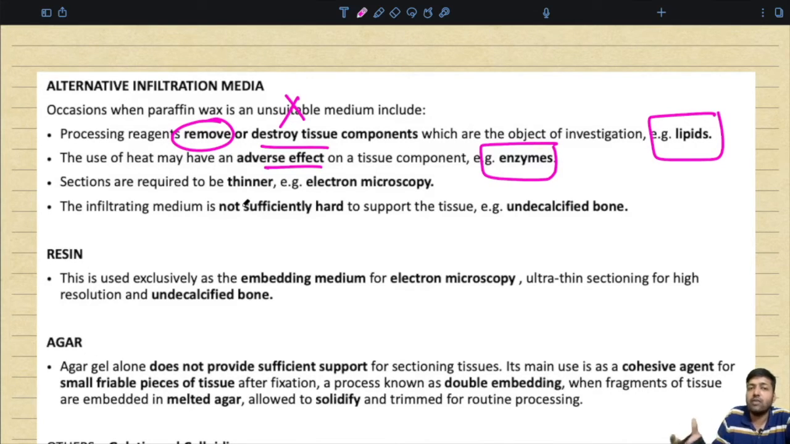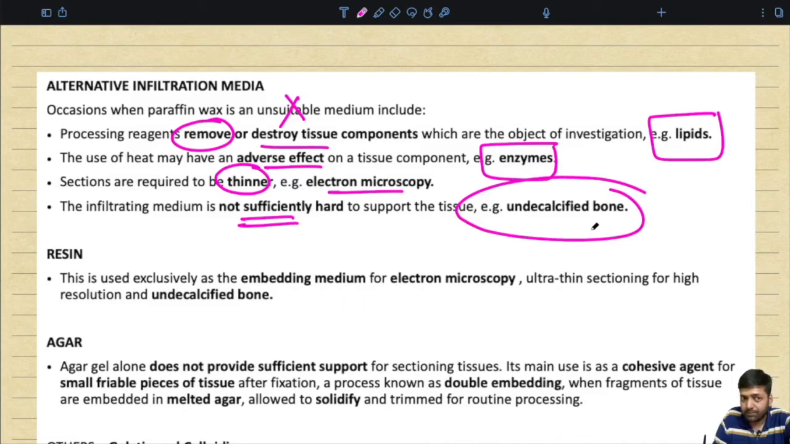When we are using paraffin, we are using heat. So basically we cannot use paraffin if we want to preserve enzymes. Another occasion is when sections are required to be much thinner, for example for electron microscopy. Or when the infiltrating medium is not sufficiently hard to support the tissue, for example undecalcified bone.